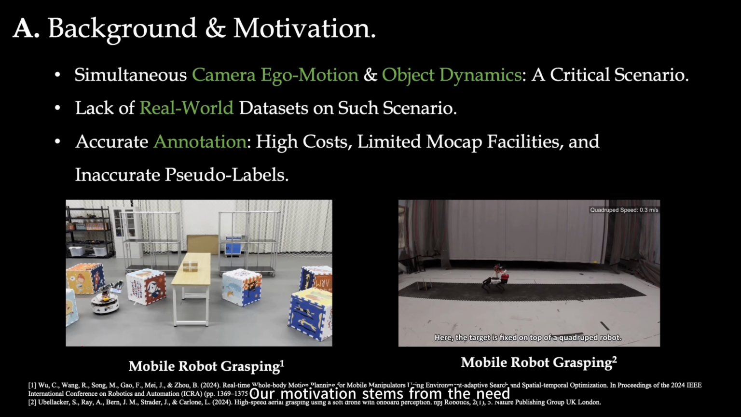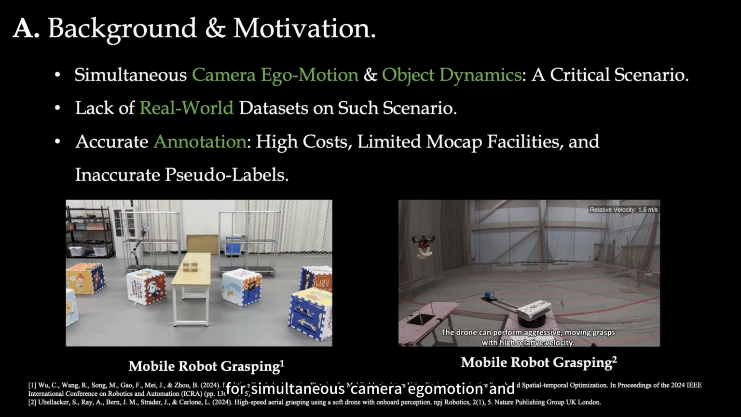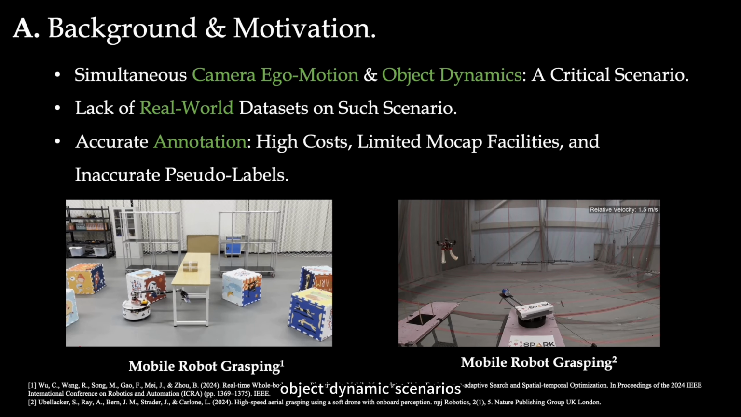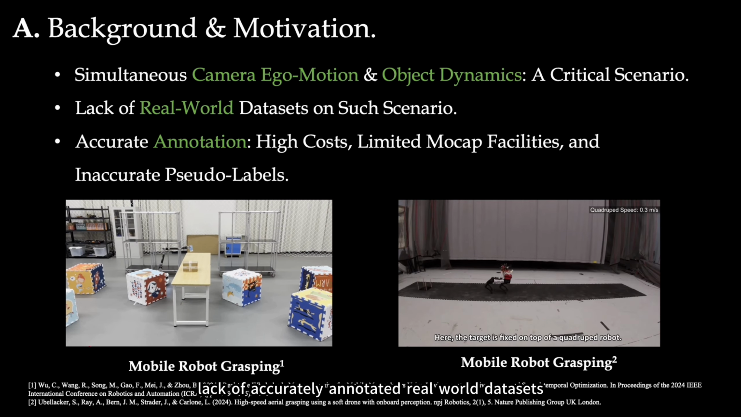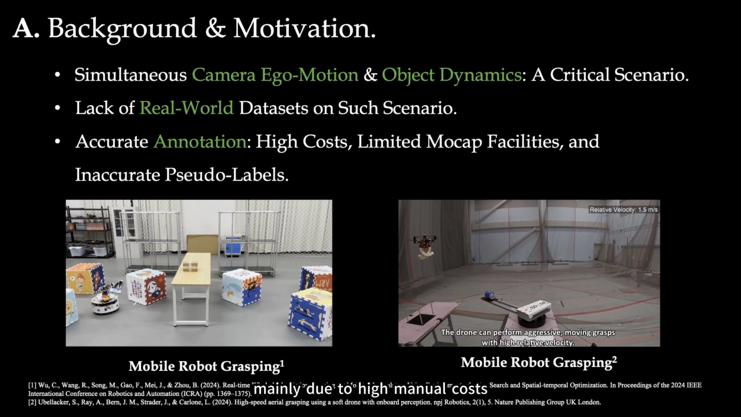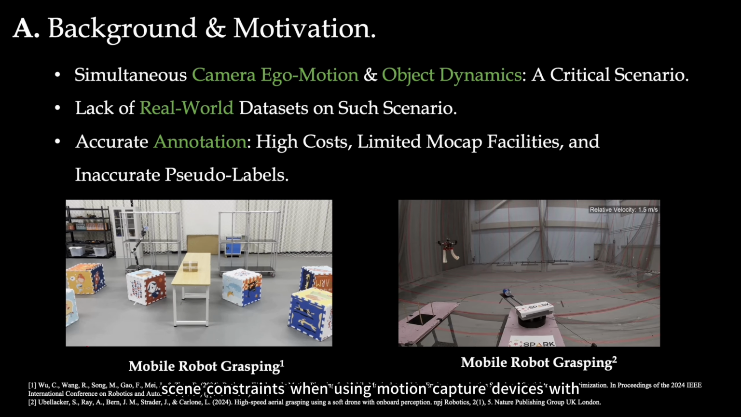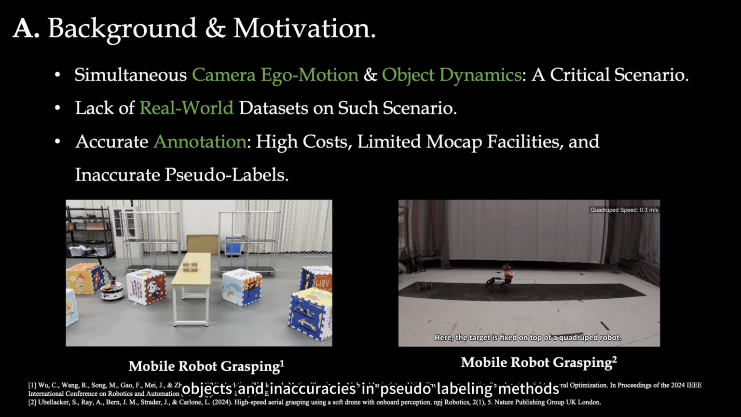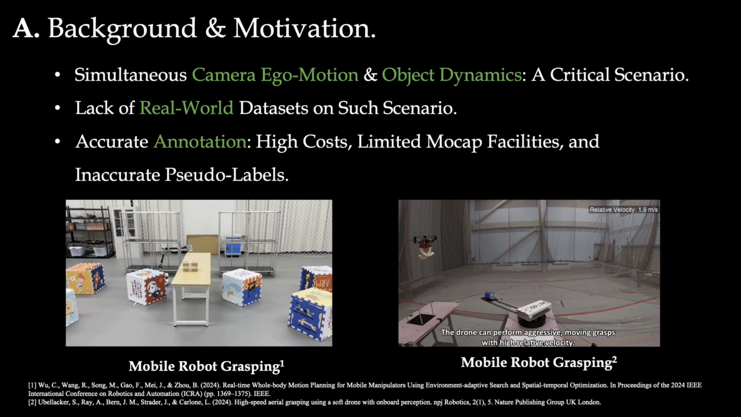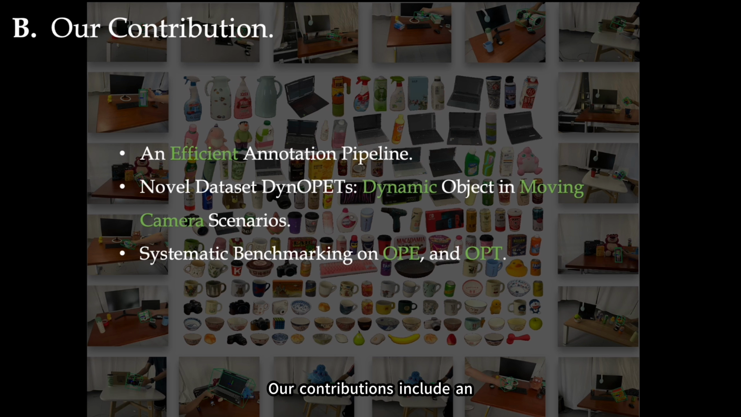Our motivation stems from the need for simultaneous camera ego motion and object dynamic scenarios, essential in real-world tasks. Currently, there is a lack of accurately annotated real-world datasets, mainly due to high manual costs, scene constraints when using motion capture devices with objects, and inaccuracies in pseudo-labeling methods. Our contributions include an efficient annotation pipeline, a novel dataset, and systematic benchmarking on corresponding tasks.